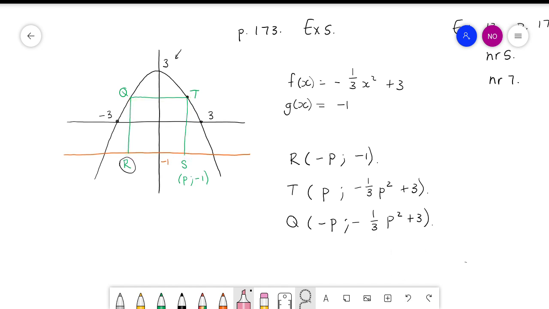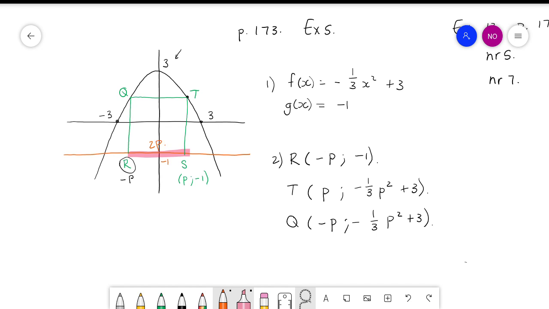Goed, nou gaan ons verder en dan sê hulle vir jou, toon aan dat die oppervlakte van QRST gegee kan word deur daai. Okay, now how do we get the area of a rectangle? We just have to say the one times the other one. Okay. Goed. You can use your distance formula here. Maar daar is 'n bietjie van 'n makliker manier om hom uit te kry. If this one is negative P and this one is P, what will the length of RS be? That will be 2P.